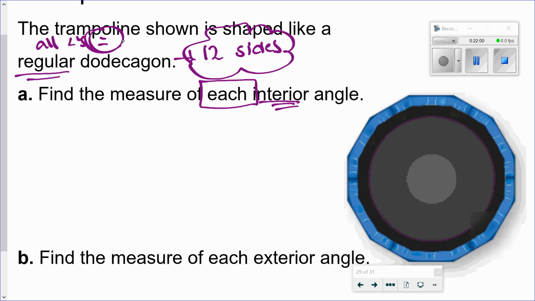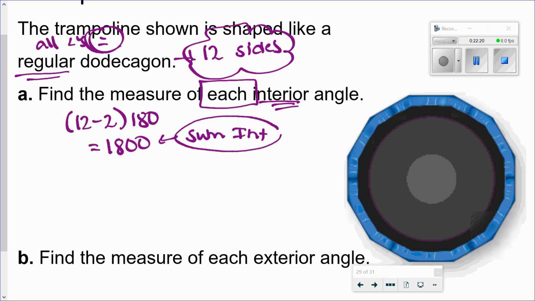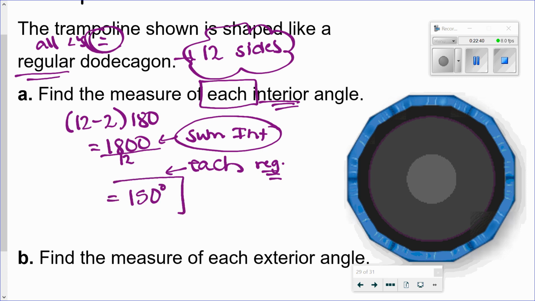So let's look at the interior angles. We can find each of them once we find what the sum of all of them is. So we're going to take 12 minus 2 times 180, and that's equal to 1800. Now this is the sum of the interior. That's not what it's asking for. What we need to do is find each interior, as long as it's regular. We're going to divide the sum by how many sides there are, how many angles there are, 12. So you divide by the number of sides, and this is equal to 150 degrees. This is what each of them is.